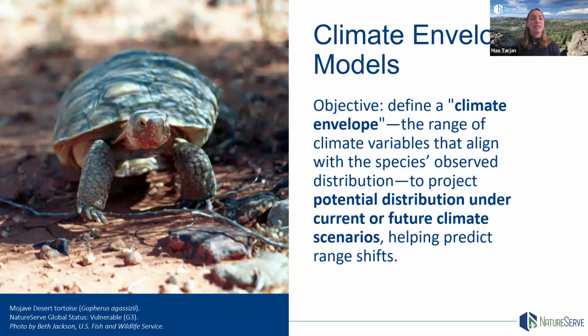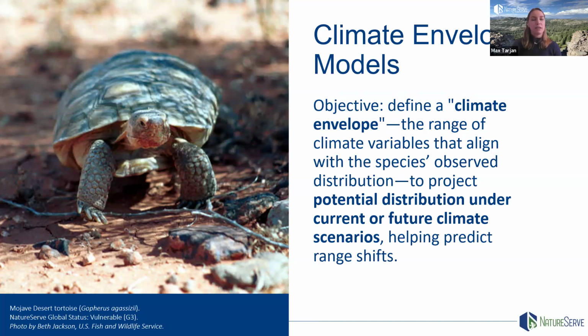Finally, we're expanding our modeling efforts to include climate envelope models. These are a type of species distribution model where you're specifically using known locations and climate predictors. So the objective is to define a climate envelope, which is a range of climate variables that align with the species' observed distribution to project the potential distribution under current and/or future climate scenarios. And this helps to predict range shifts.